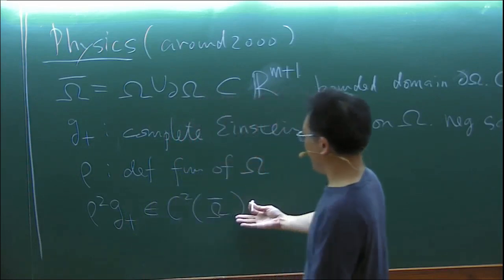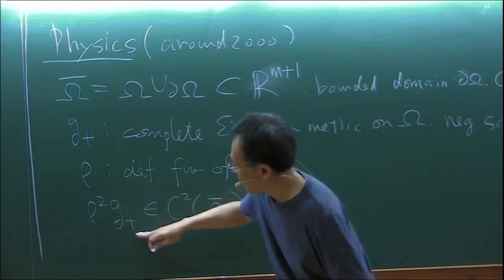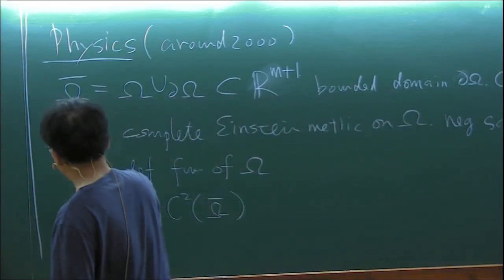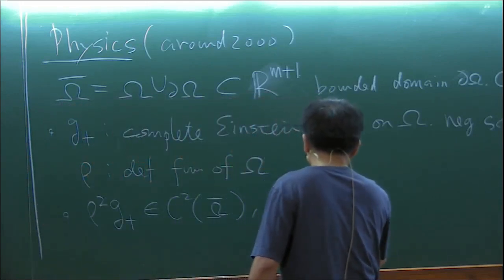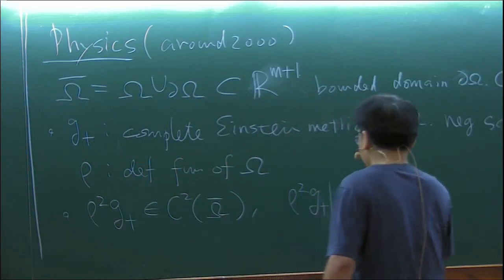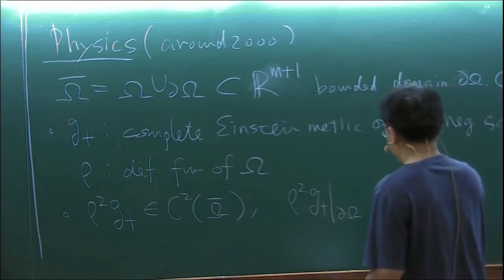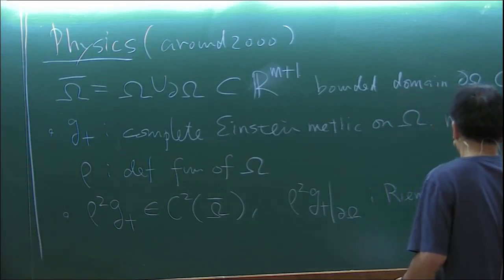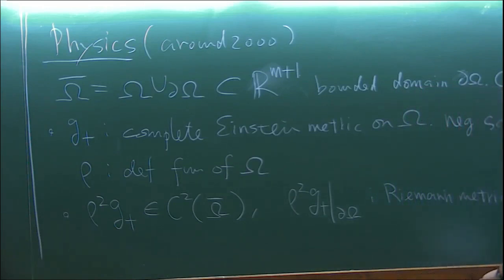So this is tensor valued, so I use the notation as a function, but this means as a tensor, it extends to C2. This is the assumption. Then you can consider the boundary value of this metric. Suppose this is a Riemannian metric on the boundary.